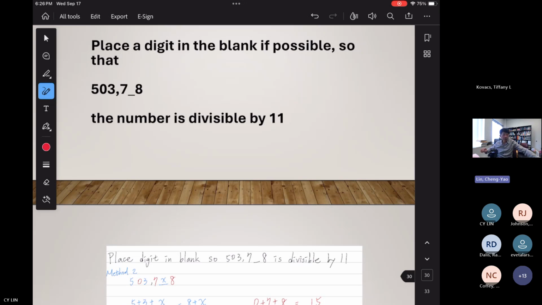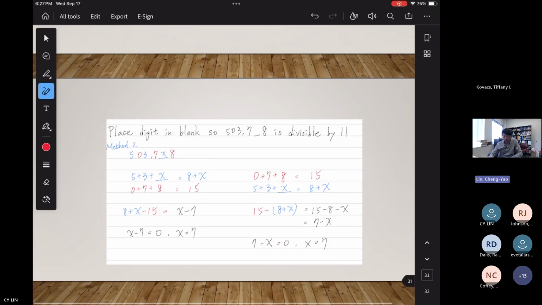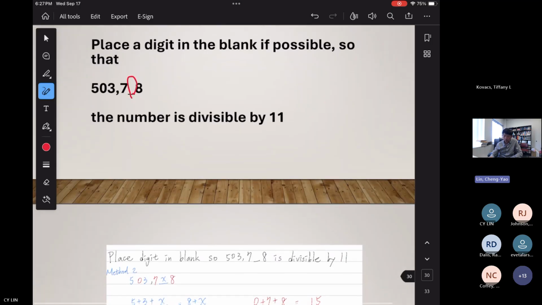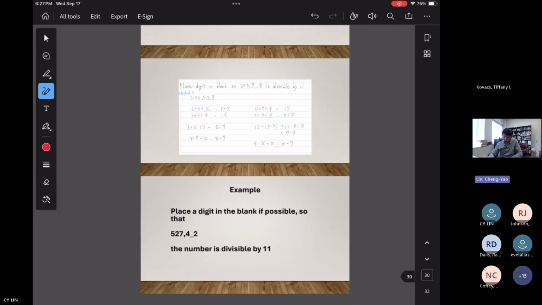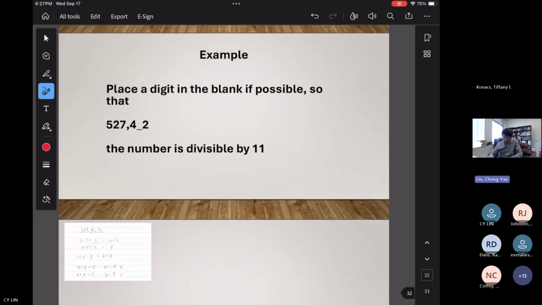How about I do one problem, you do one problem, okay? So, I don't know what the number is. I have to fill this in in order to make it divisible by 11. All right. So let me see if I have space for this. Oh, right here.